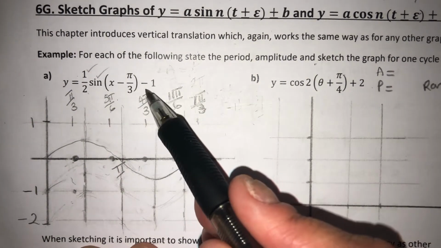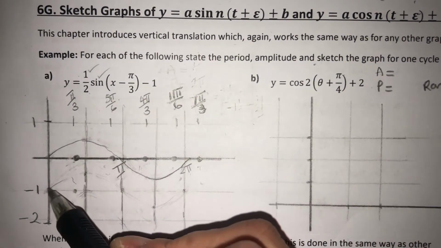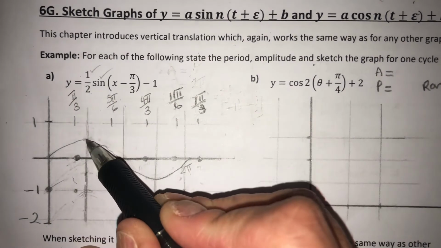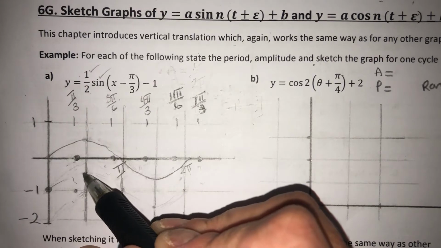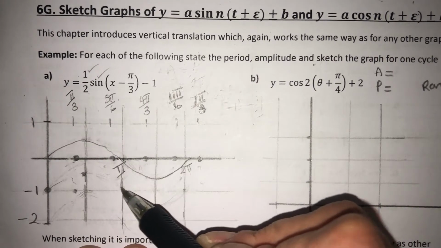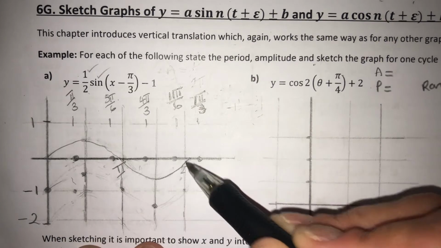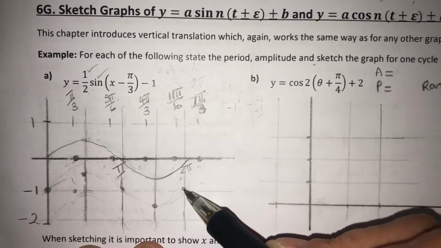The next thing we're going to do is go down 1. So the 0 is going to come down to -1. This is at 0.5, so we'll come down to -0.5. This will come down also to -1. This one will go down to -1.5, and this one will come down to -1.